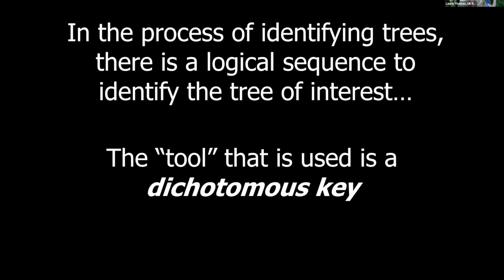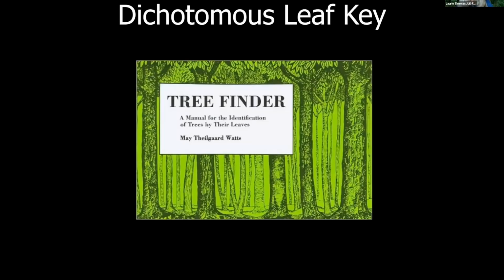So with all of this importance, it's important to try to get to know some of our trees that we have out there. And in the process of identifying trees, there is a logical sequence to identifying your tree of interest. And that logical sequence we're going to find in a dichotomous key, which is simply a tool. Some of you all may have used them before. They have dichotomous keys for all kinds of organisms. We're going to use one today for a tree leaf key. So we're going to use this great little handy tool to help us learn to identify some of those many different trees we have out in the state. So this is the one we're going to be using today.